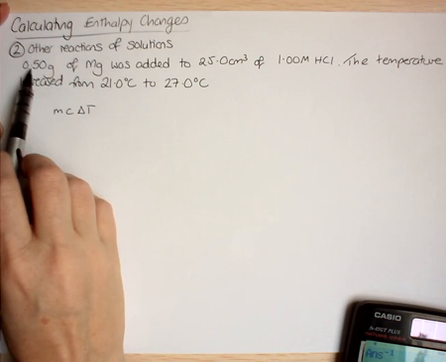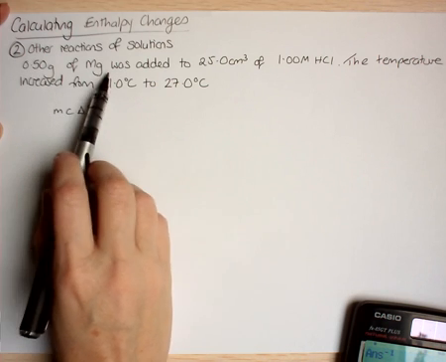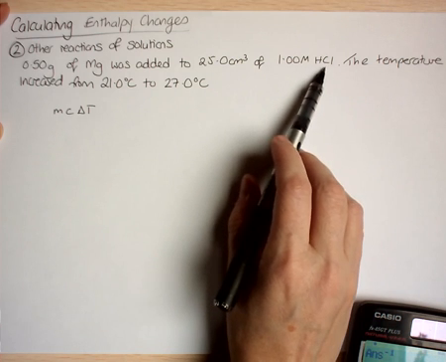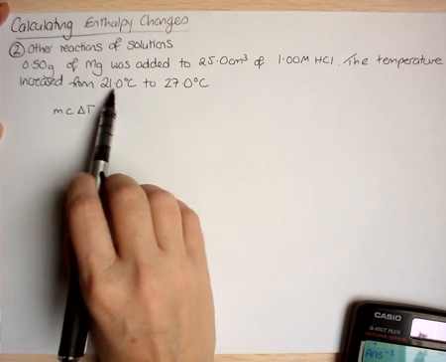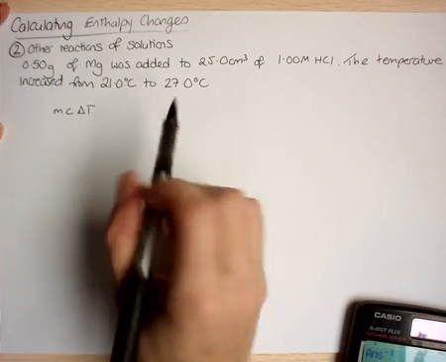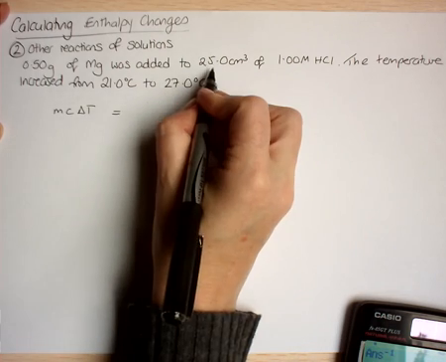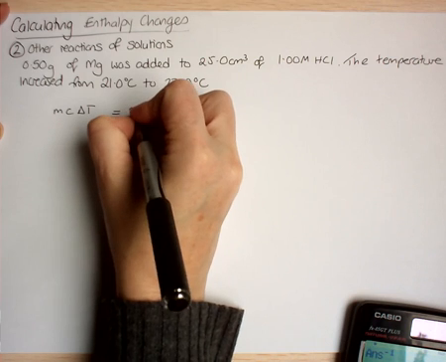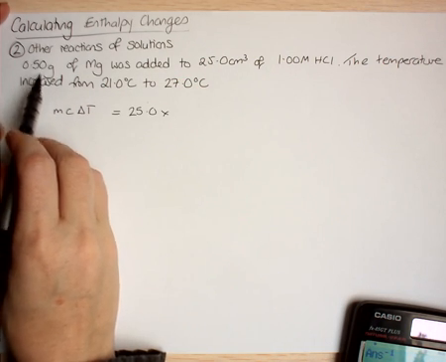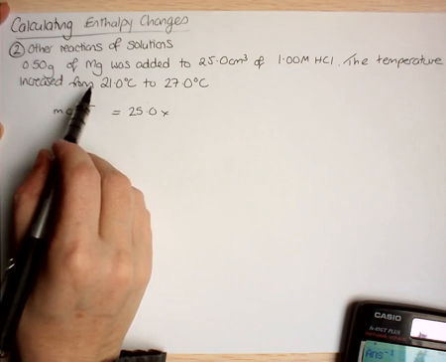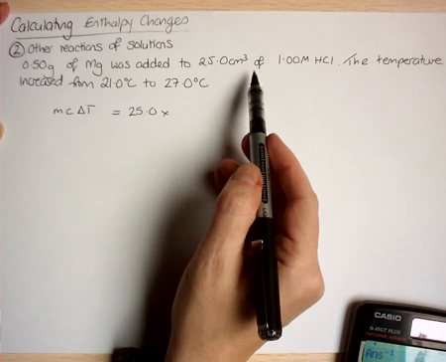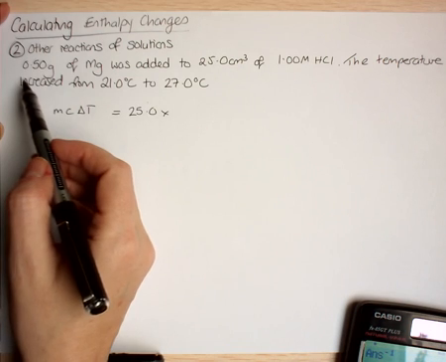I have 0.5 grams of magnesium being added to 25 centimetre cubed of 1 molar HCl. Temperature increase from 21 degrees to 27 degrees. So again, this is an exothermic reaction. Mass 25. I do not include the mass of my solid because the heat generated from this reaction is being used to heat up this solution. It is not being used to heat up the metal.